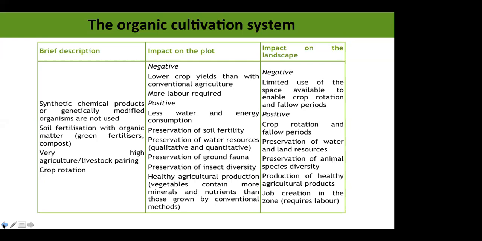The negative impact is limited use of the space available to enable crop rotation and fallow periods. This is what happened at the landscape. But what are the positive impacts?